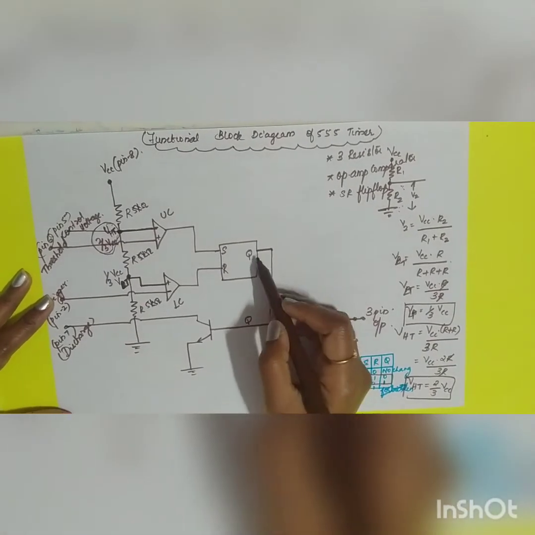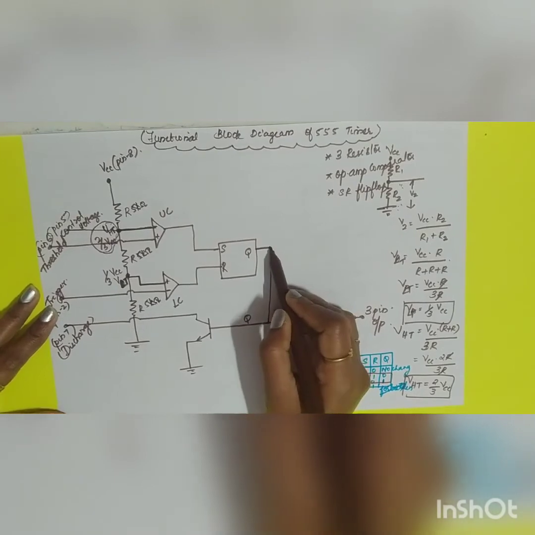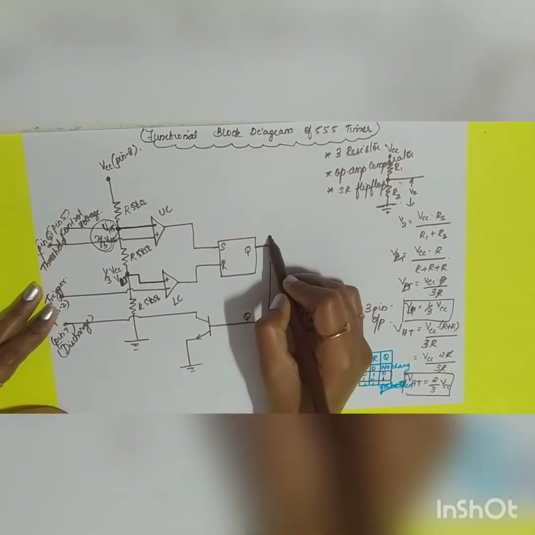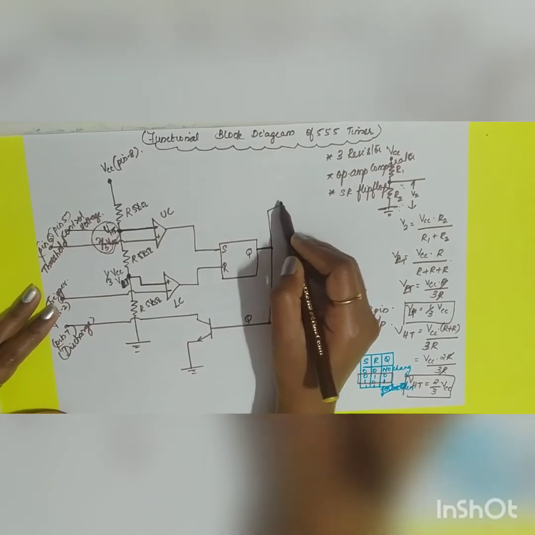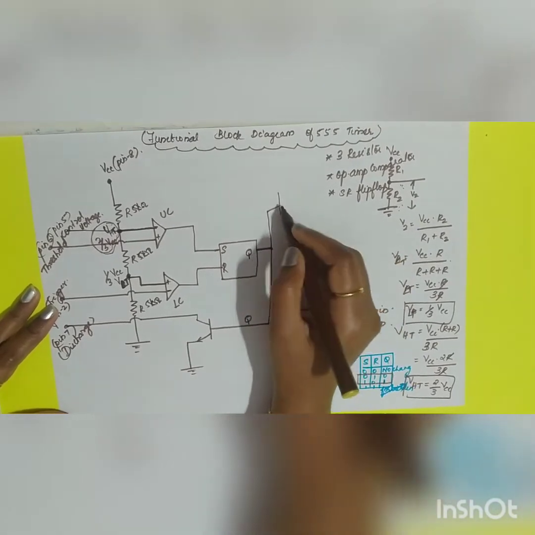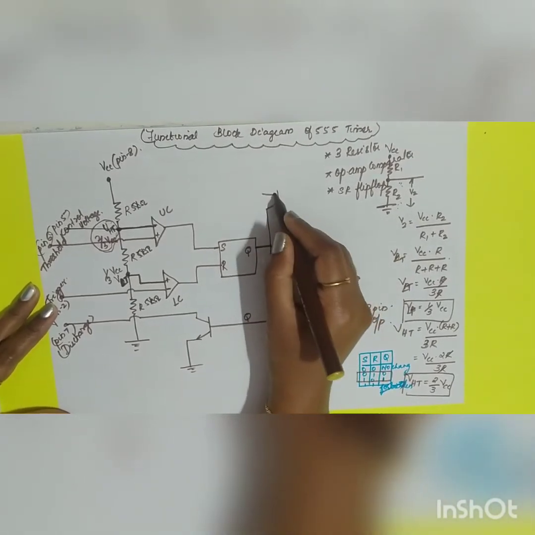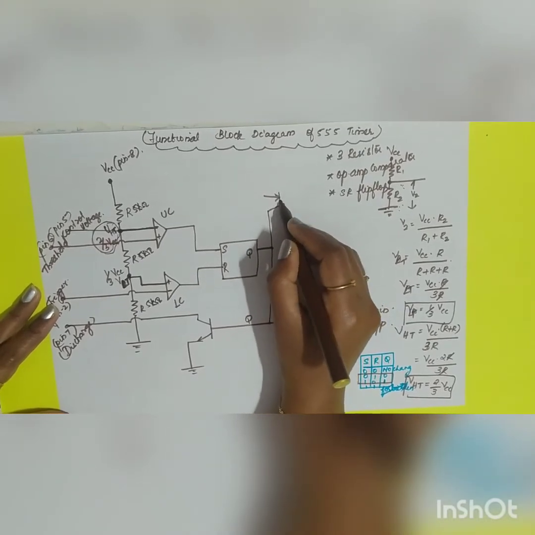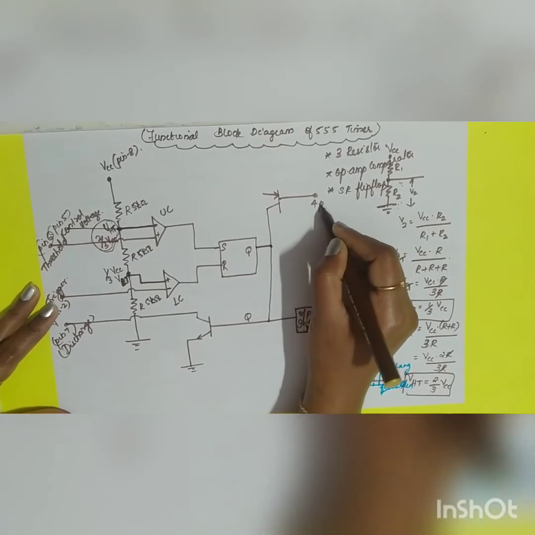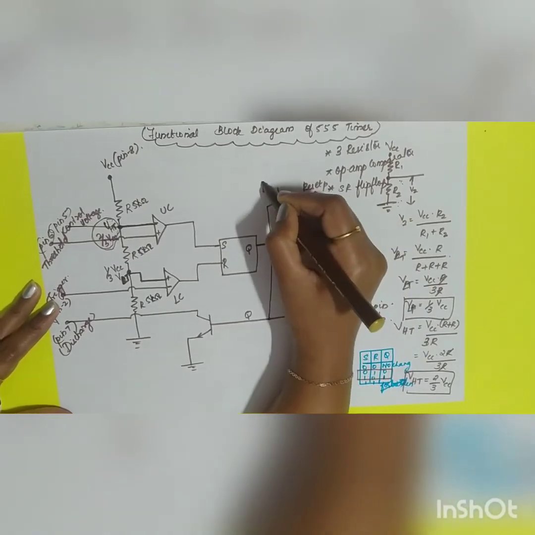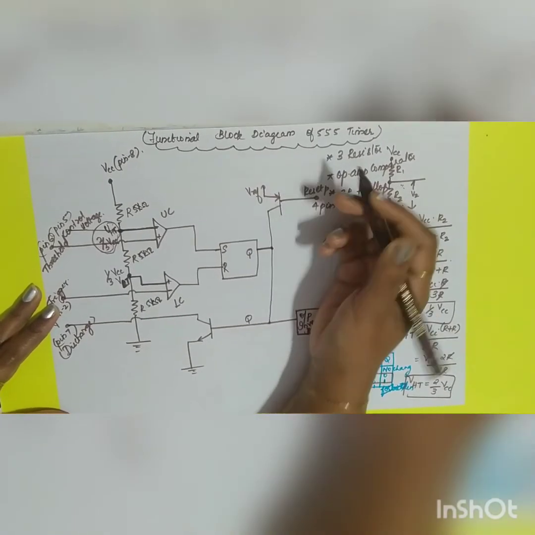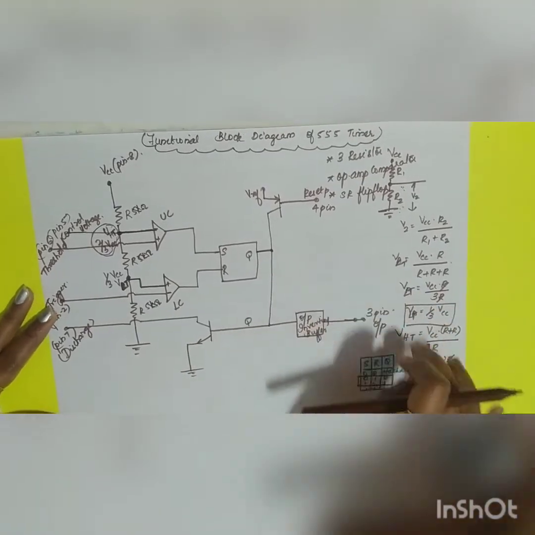Again, the output of the flip-flop will be driving one more transistor, which is called the reset transistor, or a PNP transistor. This is going to be your fourth pin, or your reset pin, where you will have one more input, which is your V reference. So this is your block diagram.